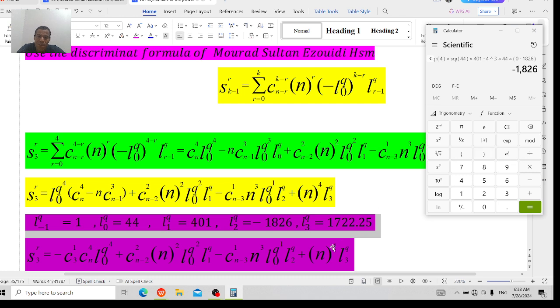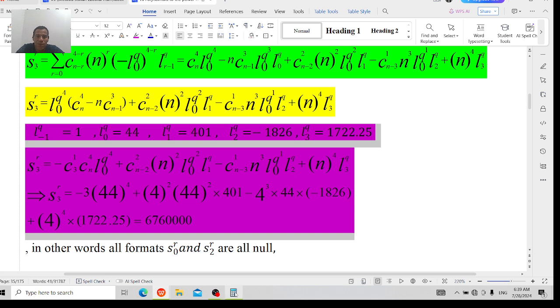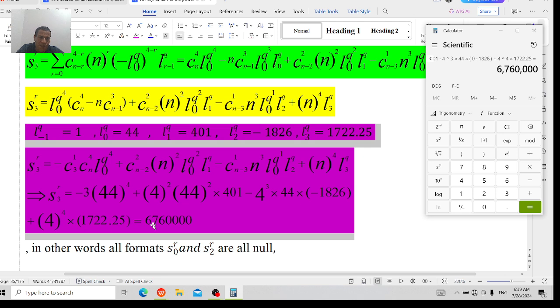Okay. Plus n raised to the power 4, n is 4, 4 raised to the power 4, times what learners, times L3. L3 is 1722.25, times 1722.25. This one has to be equal to, okay, 6,760,000. Okay, I will go down to check the value of S3. So S3 we told, okay, S3 is 6,760,000, like that. Okay, now I'm going to write my new polynomial.